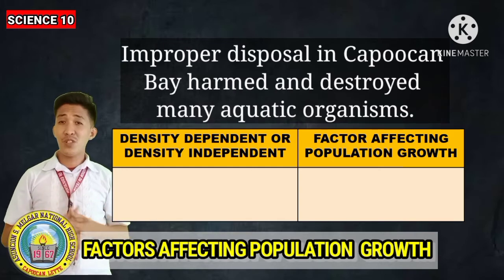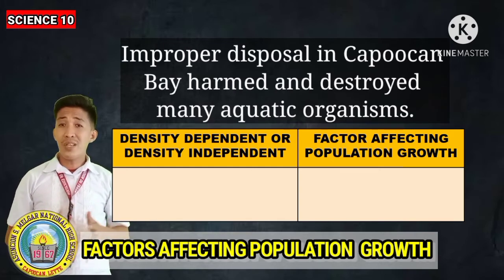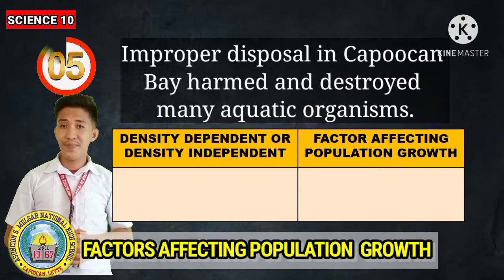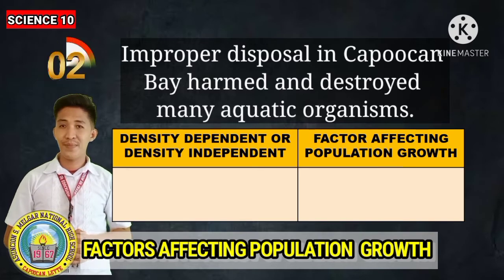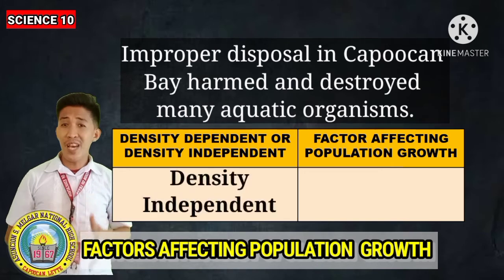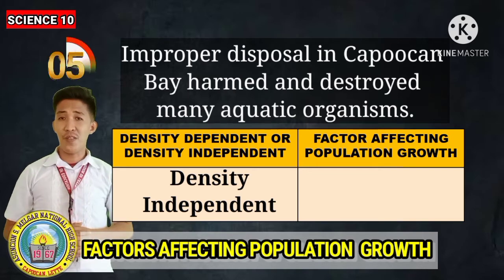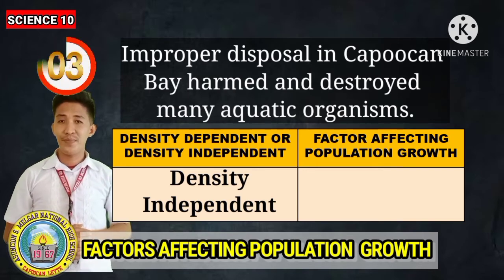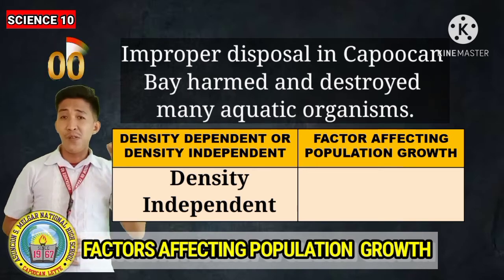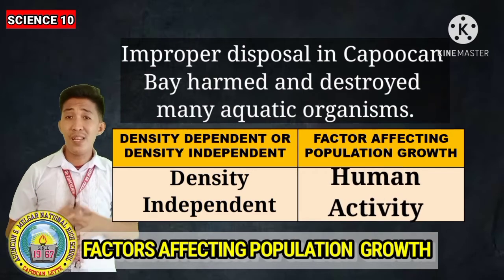Improper waste disposal in Capoocan Bay harmed and destroyed many aquatic organisms. Is the situation density dependent or density independent? Awesome! It's density independent. What about the factor affecting the population growth? Right, it's human activity.